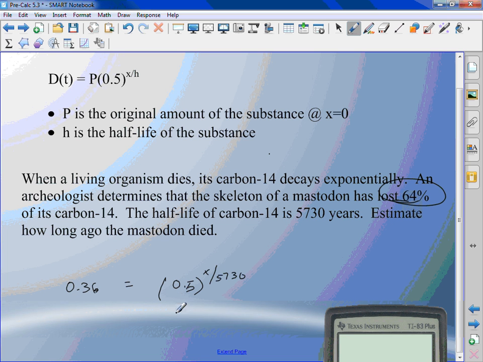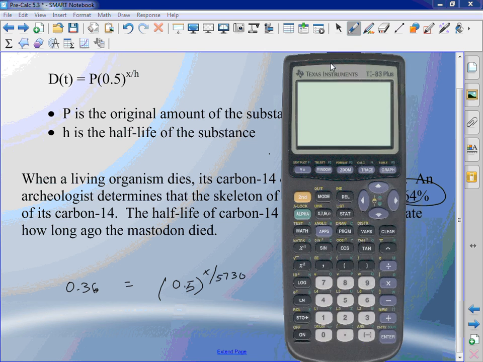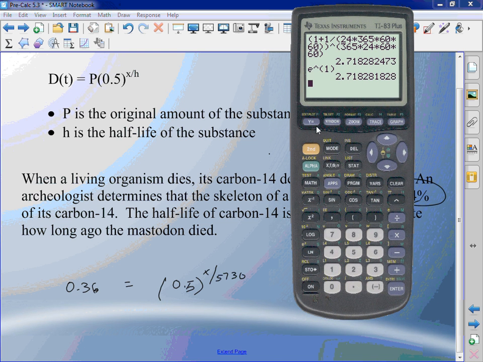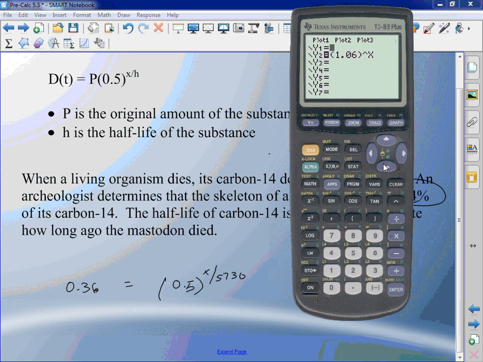Now, to solve it from here, we're going to use the calculators, just like we did on the last one. 0.36 in the first line. In the second line, I'm going to put the equation: 0.5 to the x divided by 5730. First one's just what the mastodon has left. This one's the formula for half-lives.